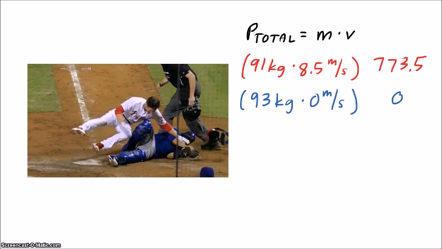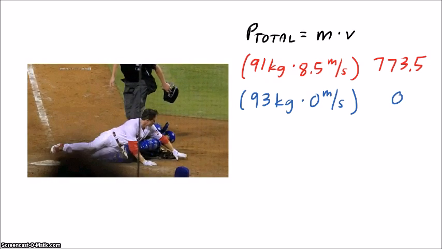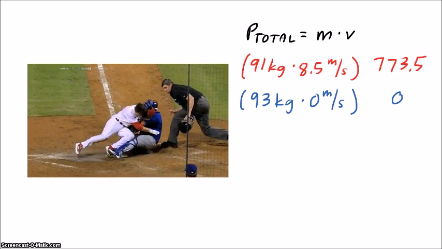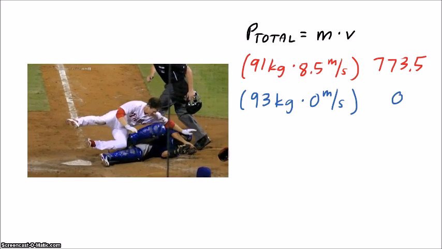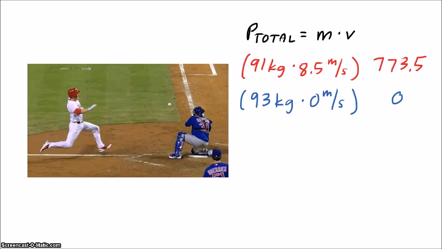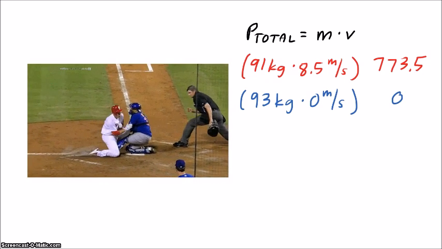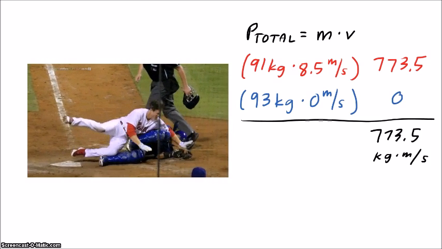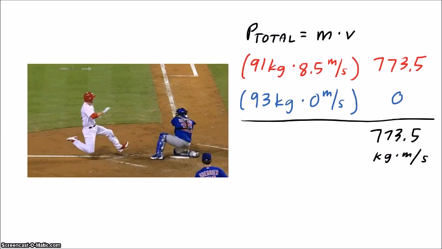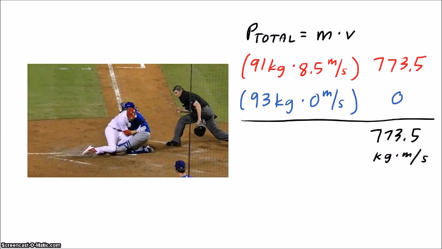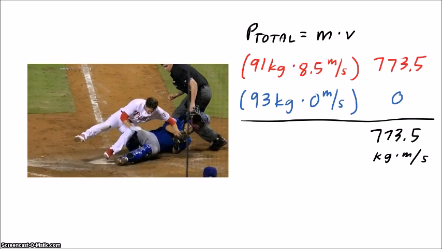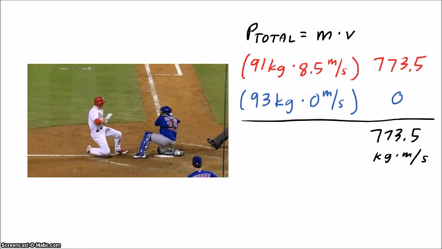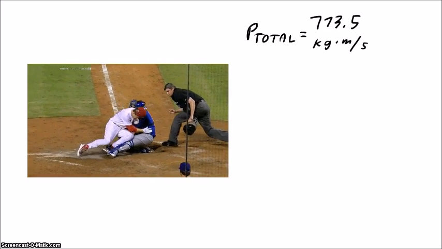Now the catcher is not moving at the beginning. He's just sitting there, right? So the initial momentum for him is 0 because he's not moving. He has no velocity, therefore he's got no momentum. He's not going anywhere. Okay, so we've got this collision between a moving object and a stationary object. Our total momentum for the system is 773.5 kilogram meters per second because we add the momentum of each of the pieces. We add the momentum of the guy in the red hat and the momentum of the guy in the blue hat. Okay. All right, so that's our total momentum at the beginning.